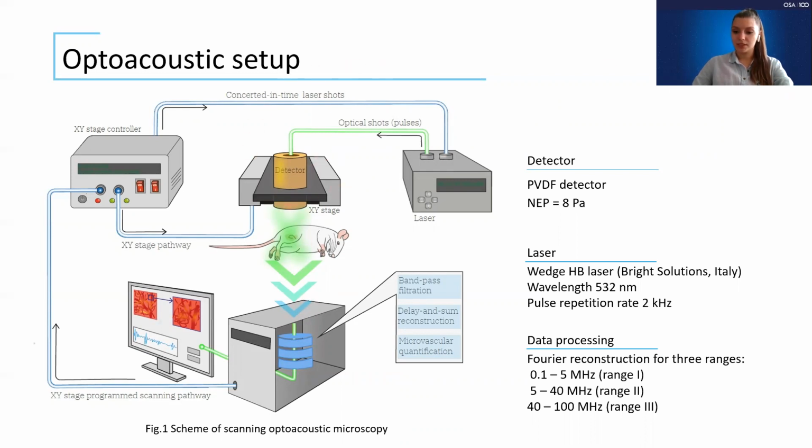Laser shots coordinated in time with the stage movements pass through the fiber optics bundle and penetrate tissues. The optoacoustic data is processed using bandpass filtration, delay reconstruction, and vascular quantification. Tumor areas, vascular density, and vessel segment size are interpreted in ImageJ.